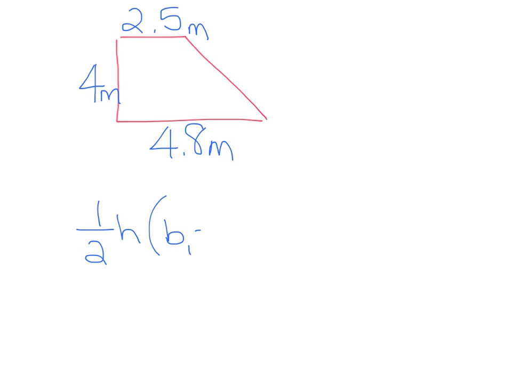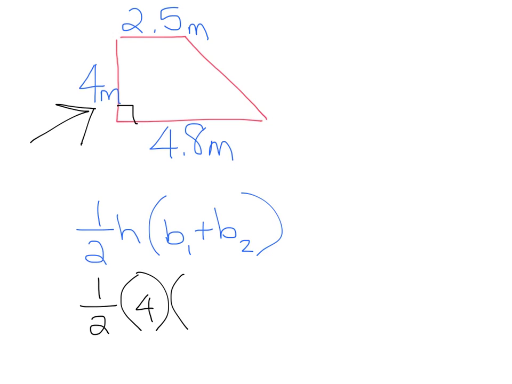Sometimes we also see trapezoids that look like this, and we have everything labeled. We just need to identify which one is the base 1, base 2, and the height. So my formula is 1/2 the height times base 1 plus base 2. My height in this case always is meeting at a 90 degrees, so it's actually the 4 here because that is the height that meets at a 90 degrees. So 1/2 times 4 times my base 1, 2.5, plus my base 2, which is 4.8.